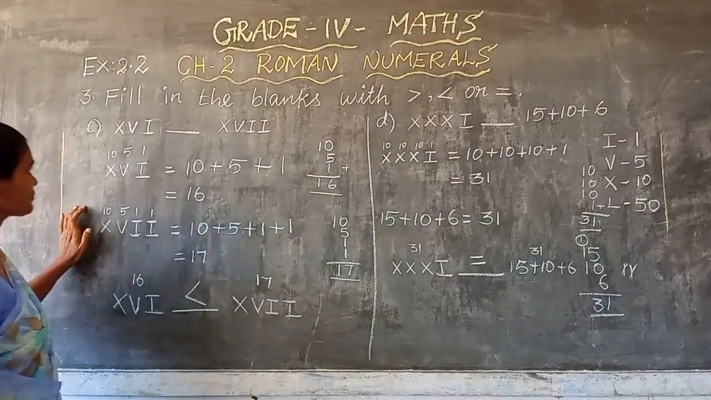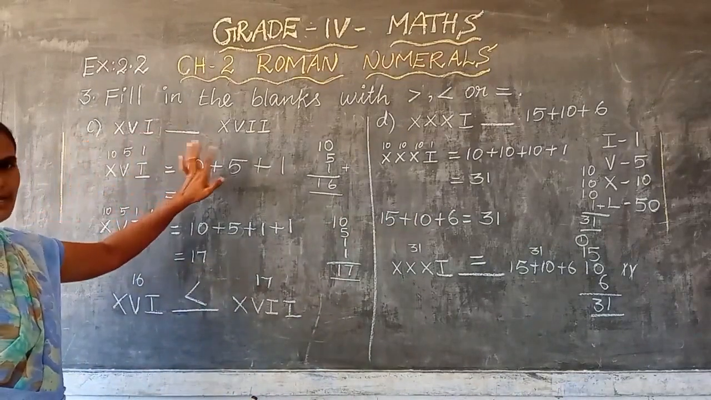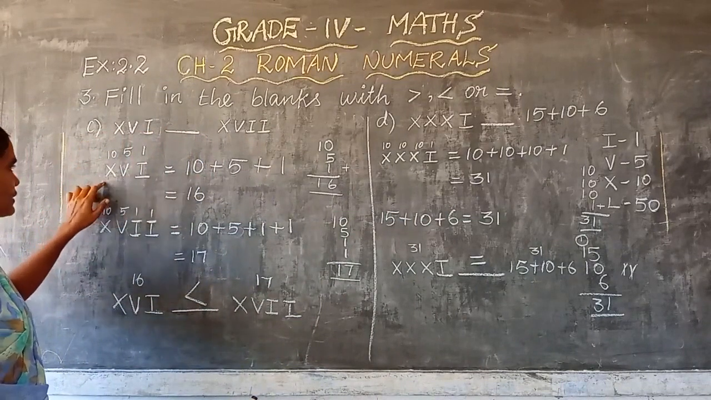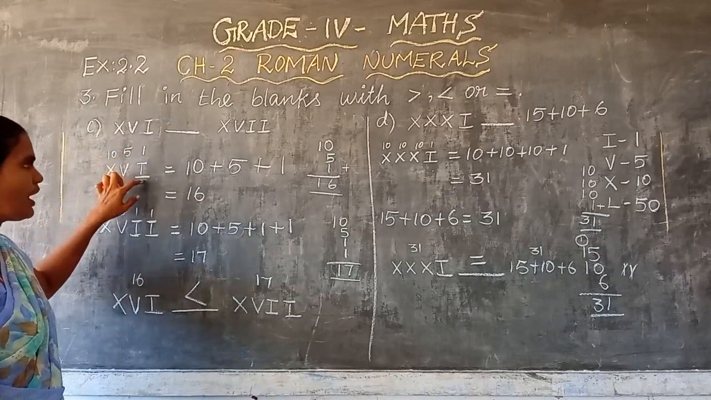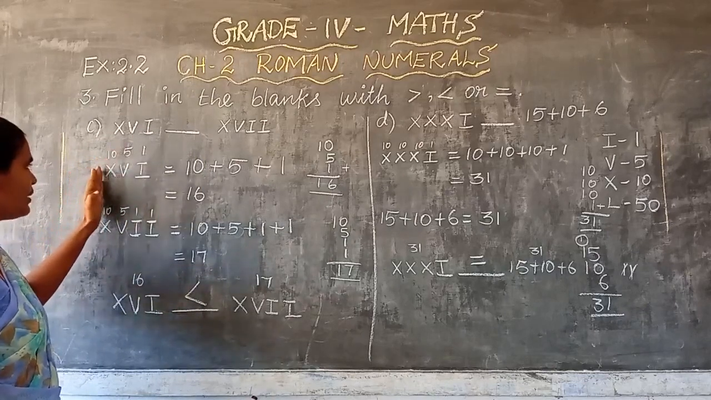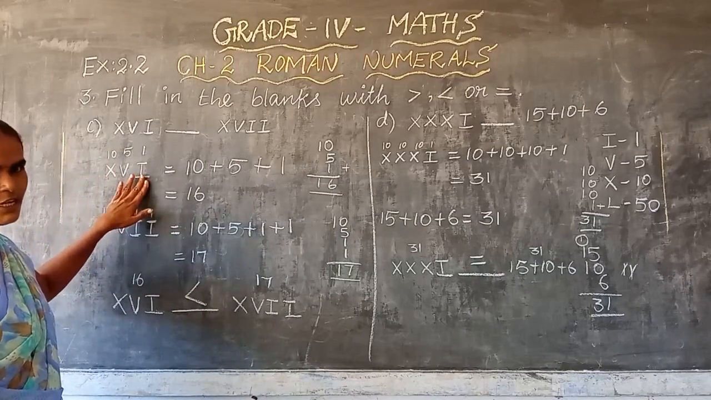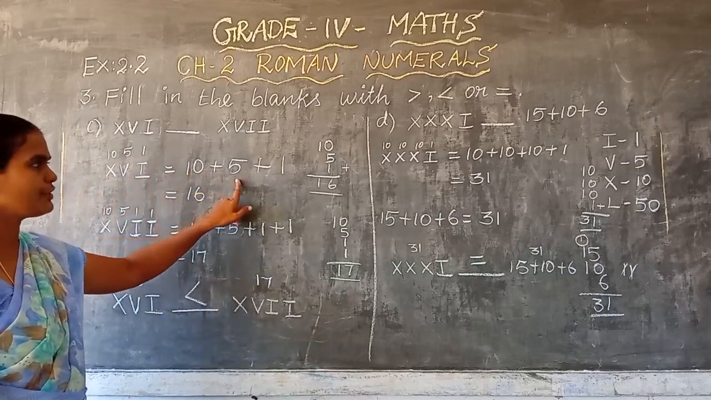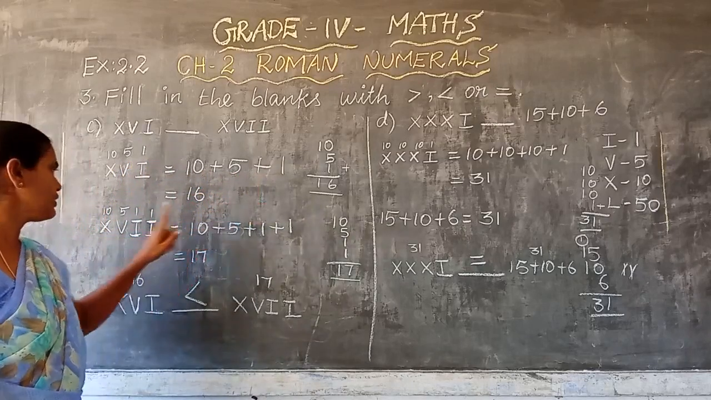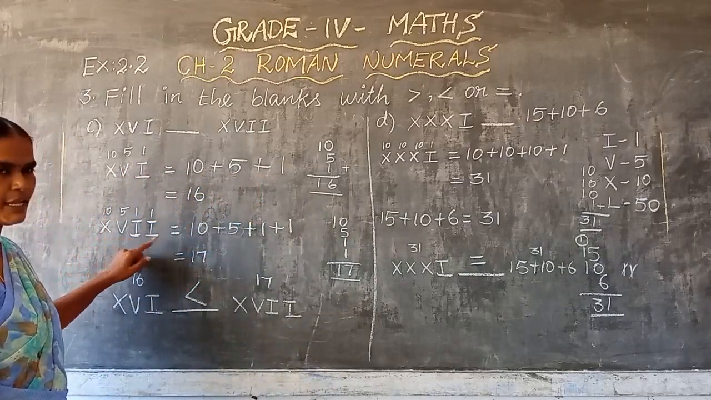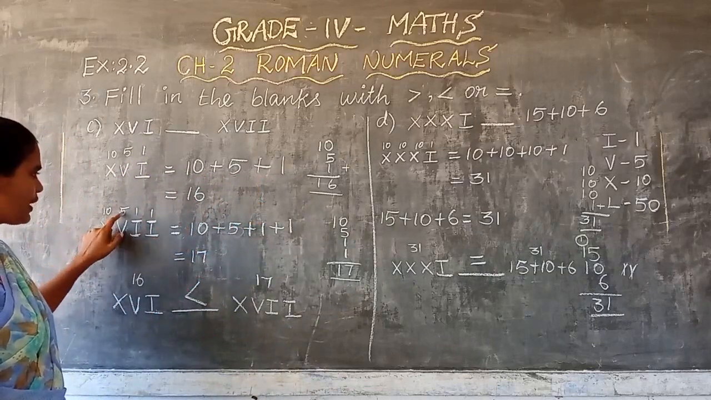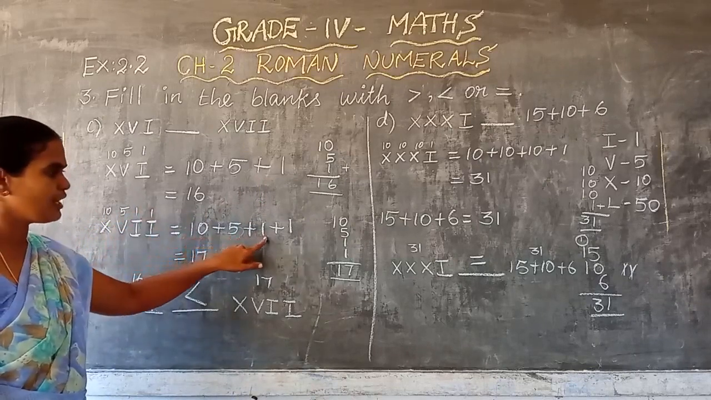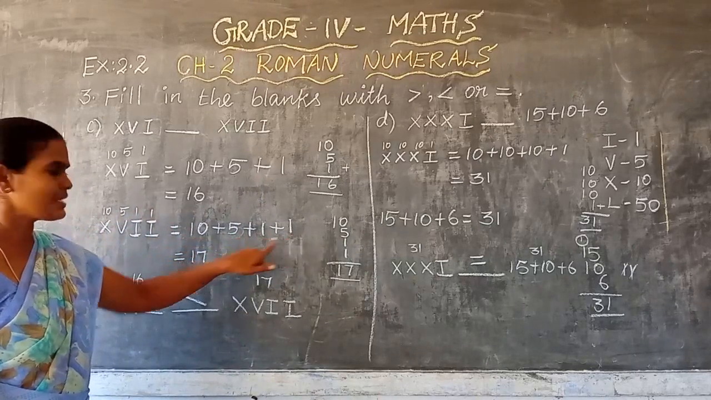So here given two sides Roman numbers. First you find the value of the Roman number. X, V, I. X value 10, V value 5, I value 1. Greater number, right side small number means addition. This is the rule. Okay. So 10 plus 5 plus 1. 10 plus 5, 15. 15 plus 1, 16. So here given XVII. X value 10, V value 5, I value 1, I value 1. 10 plus 5, 15. 15 plus 1, 16. 16 plus 1, 17.